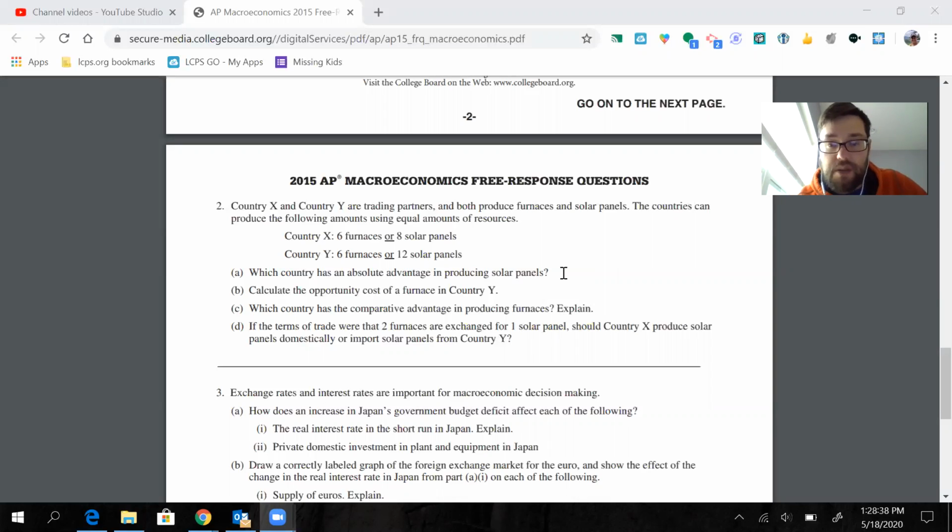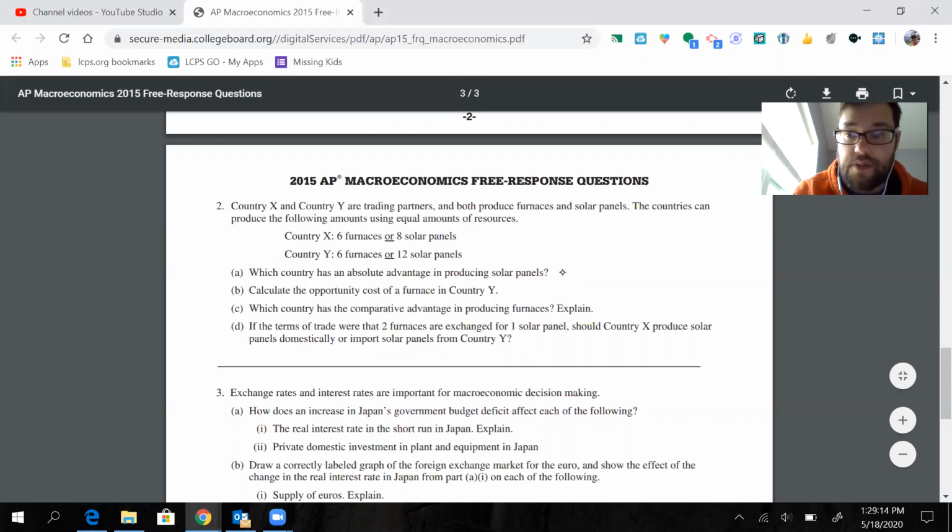An explanation here is probably going to entail us saying a certain country has the lowest opportunity costs, and if we calculate them all out, we can say what they are. Then part D is going to be the trickiest part of this question. They give a particular ratio of terms of trade: 2 furnaces are exchanged for 1 solar panel. And then they ask about country X, right? Should they accept those terms of trade, or should they just go ahead and produce solar panels domestically? So we'll get to D in a minute.